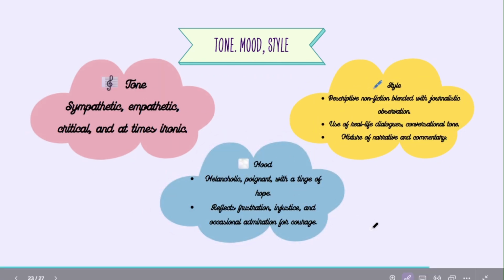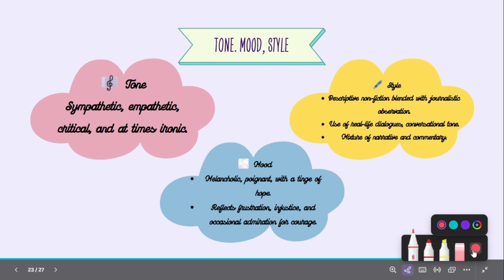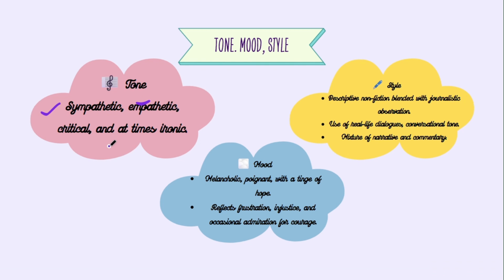The tone of this story, both the stories, we are going to discuss both the stories all together because they are part of one chapter and they have a similar tone. Okay, so both these stories have a sympathetic, empathetic, critical and at times even ironic tone, as I've explained to you in the different cases. Okay, then style, it is a descriptive non-fiction blend with journalistic observation. We can see a lot of conversations that have been put into these stories. So it is non-fiction, it is based on real life experiences and conversations that our author has had with different children and different communities.